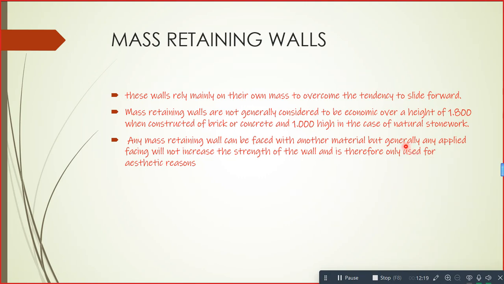These walls rely mainly on their own mass to overcome the tendency to slide forward. Mass retaining walls are not generally considered to be economic above a height of 1.8 meters when constructed of brick and concrete, and 1.1 meters high in the case of natural stone. Any mass retaining wall can be faced with another material, but any applied facing will not increase the strength of the wall and is therefore only used for aesthetic reasons.